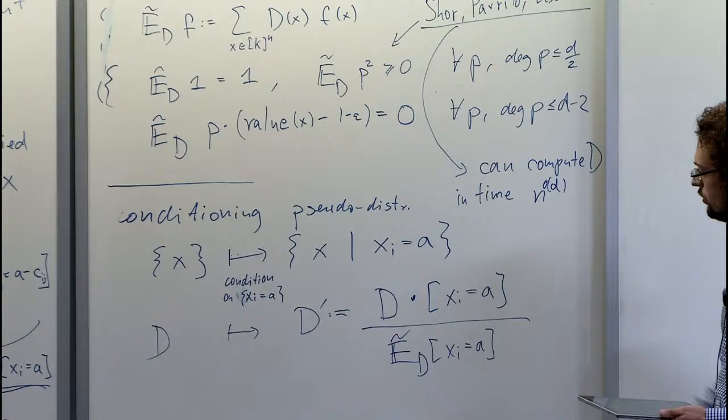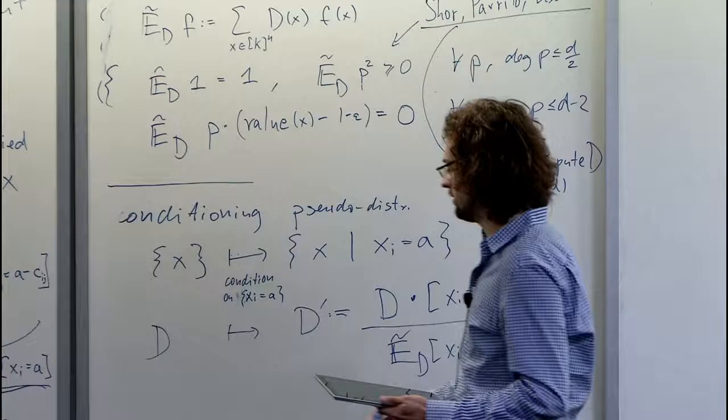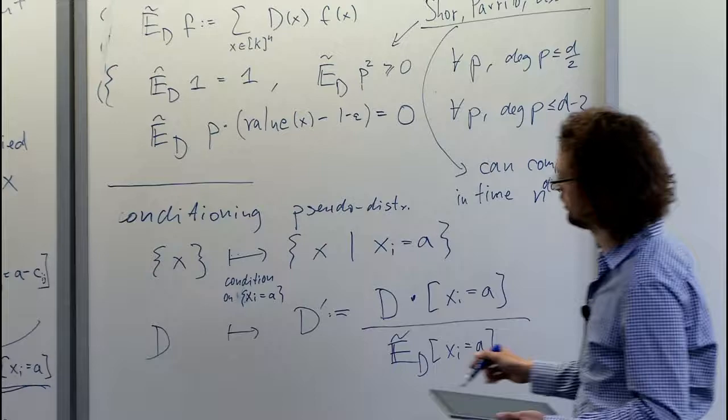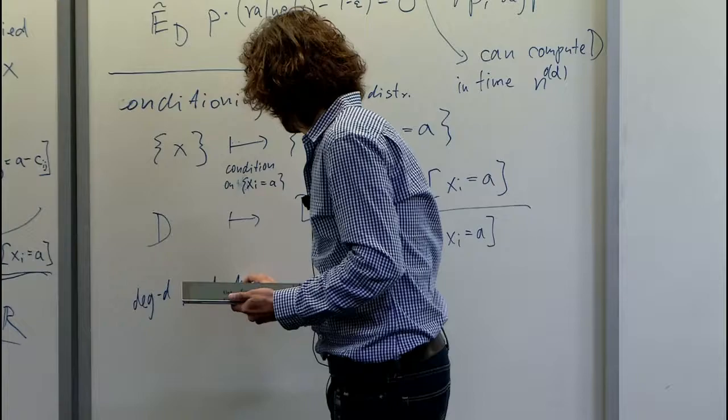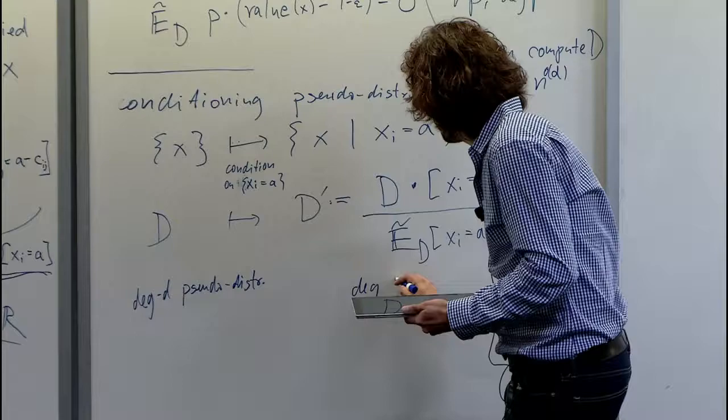Is it obvious that you don't increase the degree? Yes, exactly, that's what we want to verify. So the question is, if you have a degree d pseudo distribution here, what do we get out of it? The claim is that this here is a degree, let's say, d minus 2 pseudo distribution.